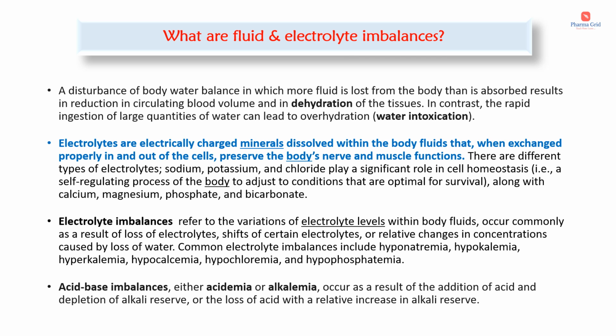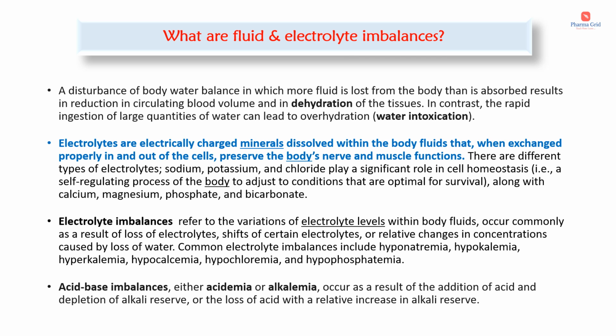Electrolytes are electrically charged minerals dissolved within the body fluids that, when exchanged properly in and out of the cells, preserve the body's nerve and muscle functions. There are different types of electrolytes. Sodium, potassium, and chloride play a significant role in cell homeostasis. Cell homeostasis means it is a self-regulating process of the body to adjust to conditions that are optimal for survival, along with calcium, magnesium, phosphate, and bicarbonate.